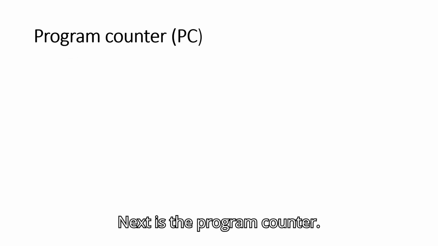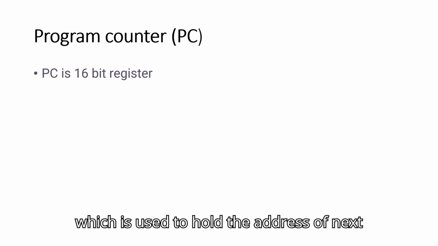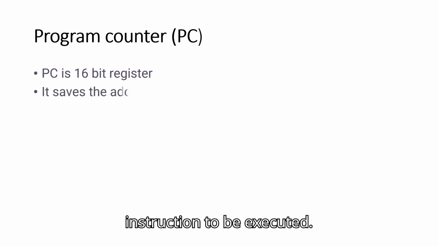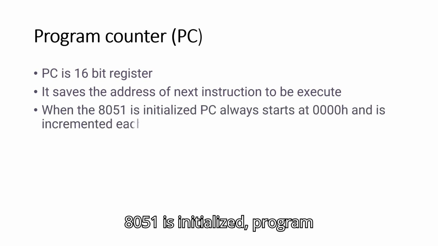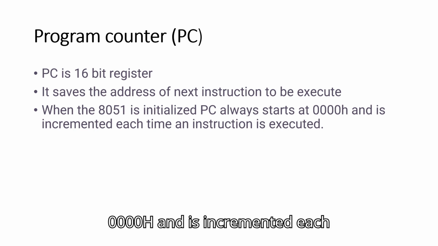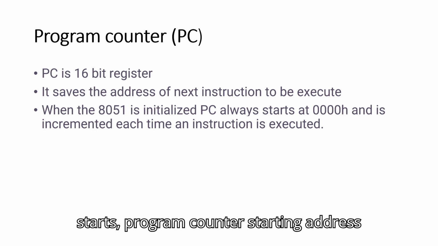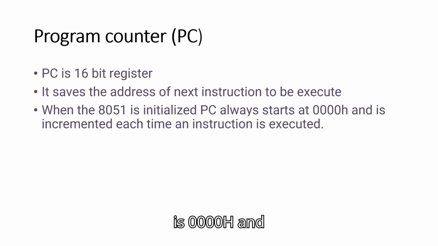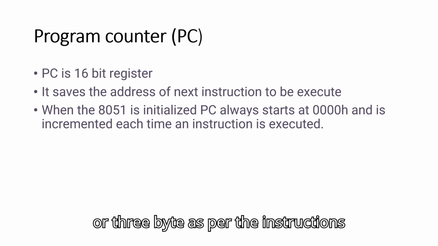Next is the program counter. Program counter is a 16-bit register which is used to hold the address of next instruction to be executed. When the 8051 is initialized, program counter always starts at 0000H and is incremented each time an instruction is executed. That means program counter starting address is 0000H and it can be incremented by 1 byte, 2 byte or 3 byte as per the instruction's requirement.